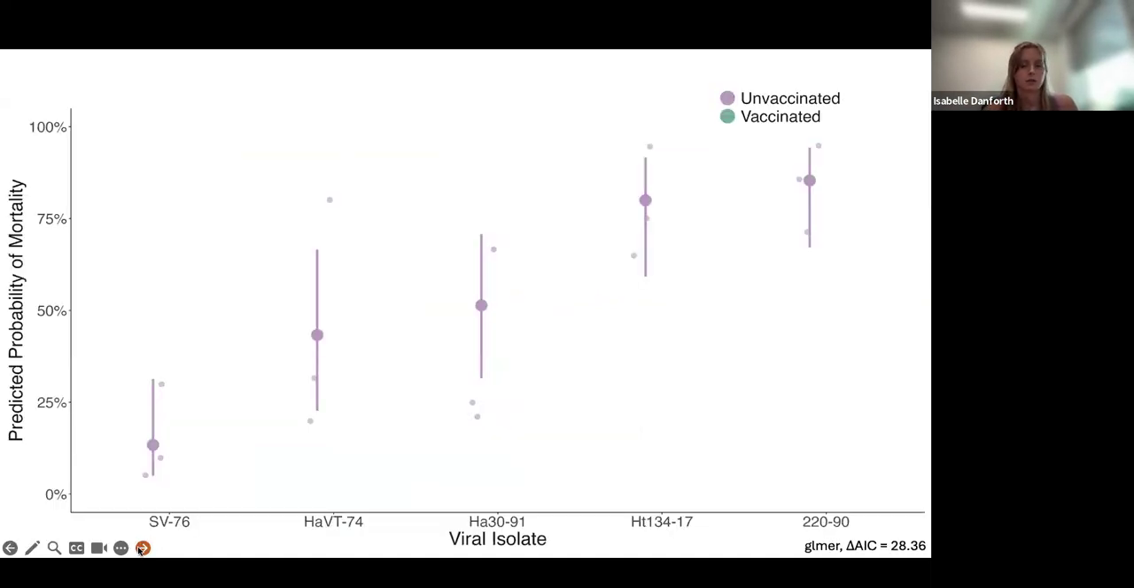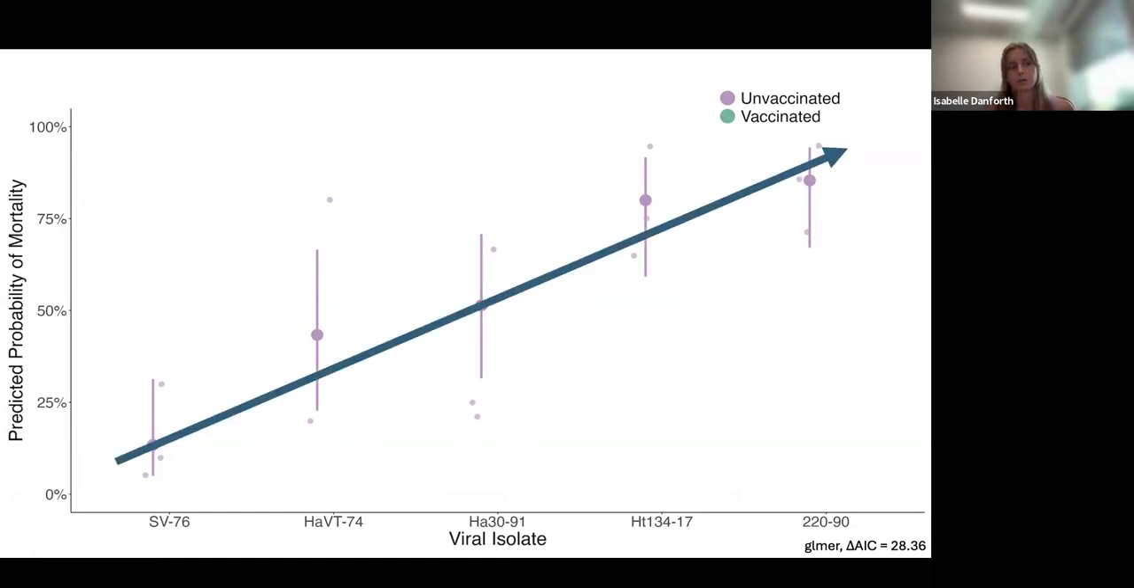The first thing I want to show you is some of our mortality data. So here on the x-axis are the 5 IHNV isolates, and the y-axis is the predicted probability of mortality as determined by logistic regression, with these individual points denoting the actual data, the proportion of fish that we actually saw die, and then this is the model output with 95% confidence intervals. And if we start by looking at the unvaccinated fish, the purple ones, we can see that we have captured the range of virulence that we were looking for.